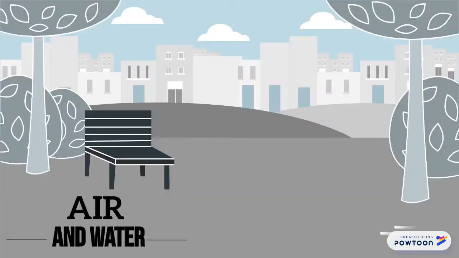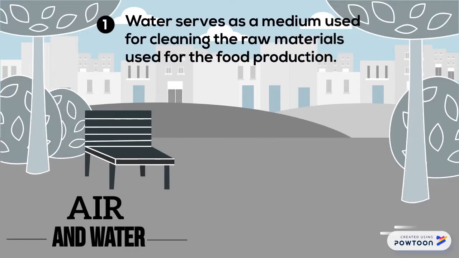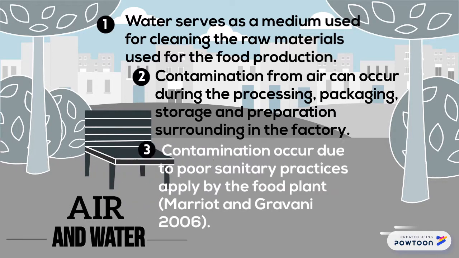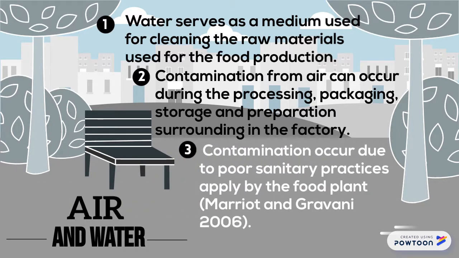Air and water. Water is always used as a medium for cleaning the raw materials during food production. Contamination of processing, packaging, storage, and preparation can be caused by air from the surroundings in the factory. Lastly, poor sanitary practices applied by the food plant can also cause contamination.